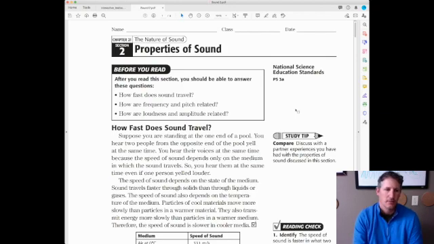Hi, everyone. Today we're going to talk about properties of sound. Section number 2. Things I want you guys to focus on today is how fast does sound travel, how are frequencies and pitch related, and how are loudness and amplitude related? So, first thing I want to talk about is how fast sound travels.